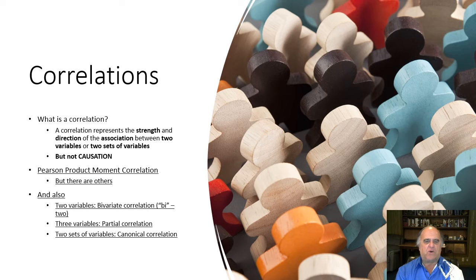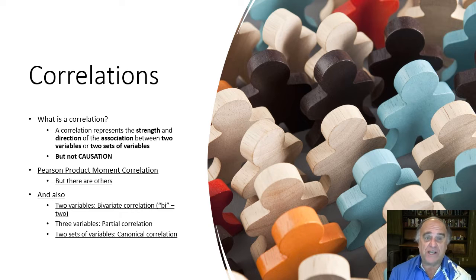Correlations. What is a correlation? Correlation simply represents the strength and direction of the association between 2 variables or 2 sets of variables. By direction, we mean, is it a positive or negative relationship? Not does X predict Y or does Y predict X. We don't mean direction in that sense. We mean direction in the sense of, is it a positive or negative relationship? And of course, it's always important to keep in mind that correlation is not causation.